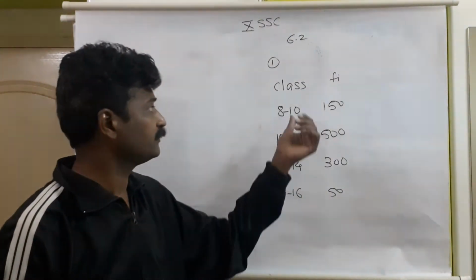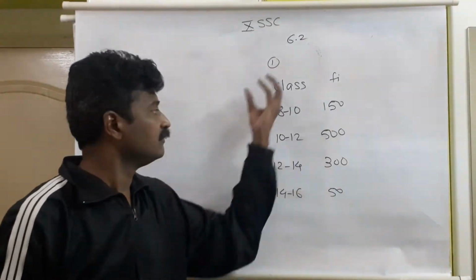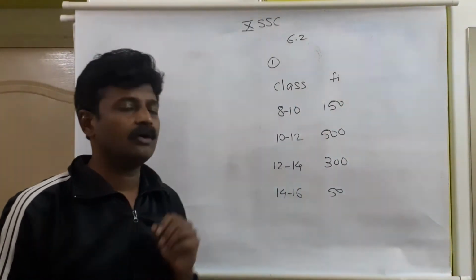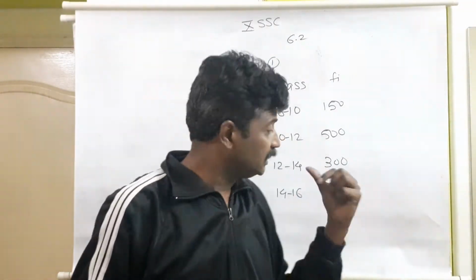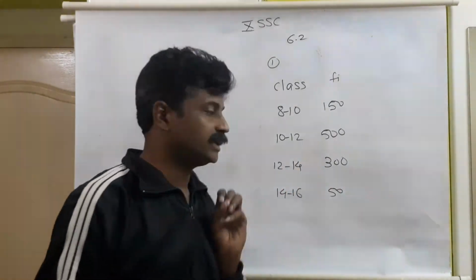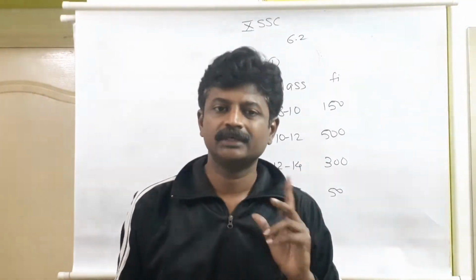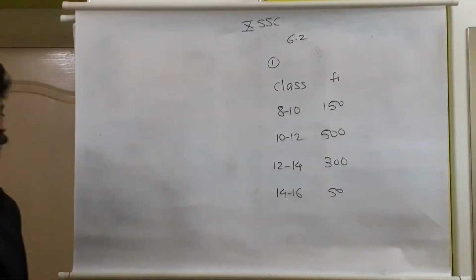So a few are working for 8 to 10 hours, a few are working for 14 to 16 hours. We want to find out on average how many hours the workers in this company work, either 10 hours or 12 hours or 14 hours. That is the required answer for this question, 6.2, question number 1.